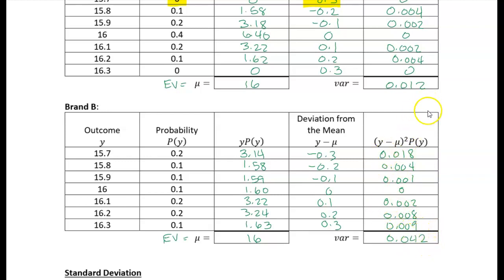Remember, with brand B, just visually, we could see in the histogram that it had a greater variance. We didn't have it quantified though. Now we have it quantified. We can see that the variance is 0.042, which is greater than the variance of brand A, which was 0.012. So now we have some numbers to work with.